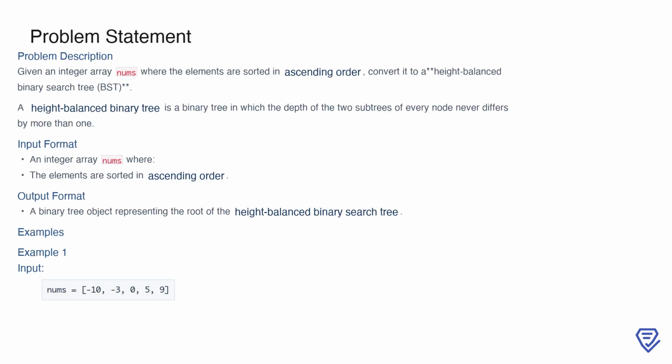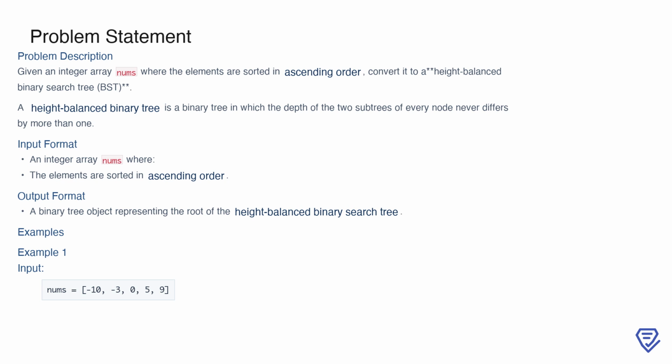In this problem, we are tasked with converting a sorted integer array into a height-balanced binary search tree. A binary search tree, or BST, is a tree structure where for each node, all elements in its left subtree are smaller than the node, and all elements in its right subtree are larger. The additional requirement here is that the tree must be height-balanced.